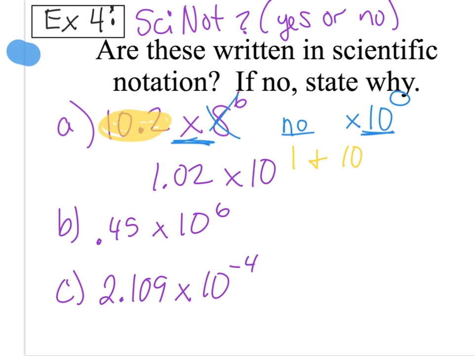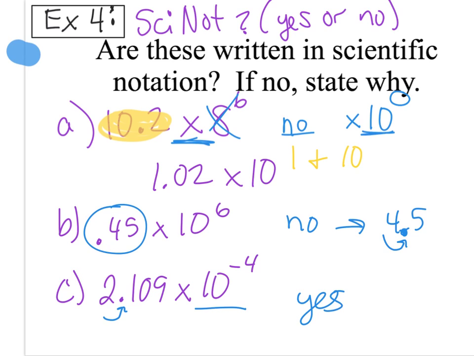So B is a no. That's not scientific notation. And the reason being, your decimal is in the wrong place. Your numbers have to be between 1 and 10. Well, 0.45 is less than 10. So in order to be true scientific notation, it would have to say 4.5. The decimal point is always just to the right of the first number. That's where it's supposed to go. And then looking at C, my decimal point is to the right of the first number. There's a times 10 in there, so everything is good. Yes, C is definitely scientific notation.